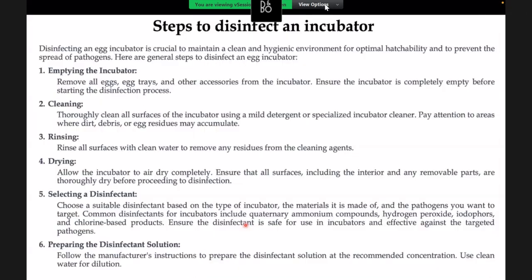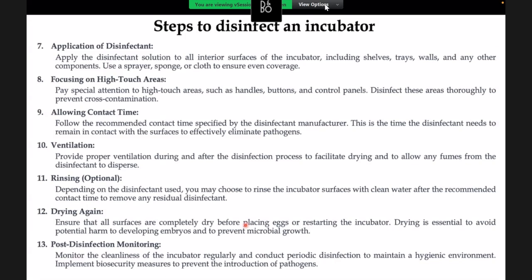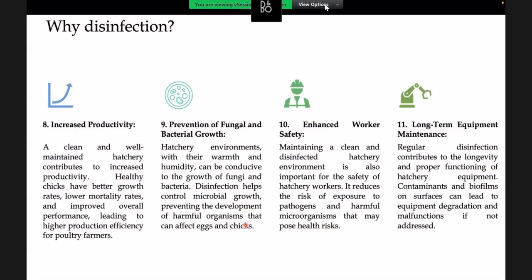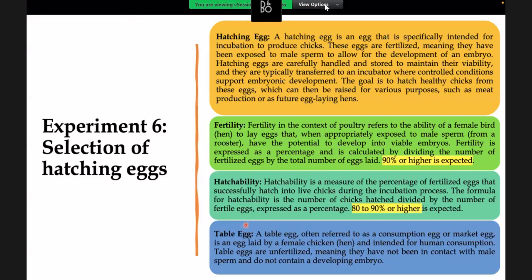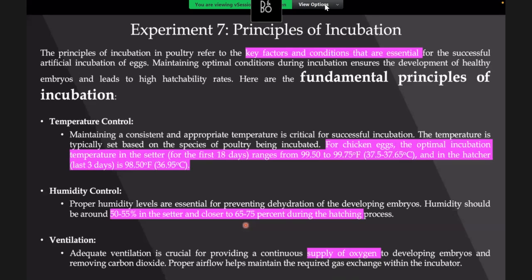Just incubation, selection, hatching eggs, construction, also 7, 8.